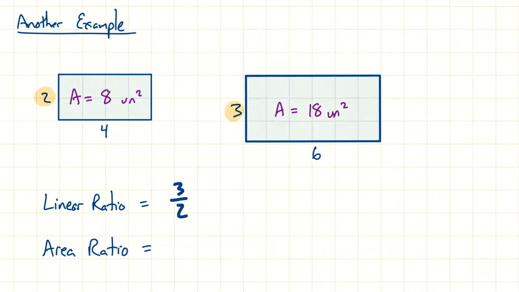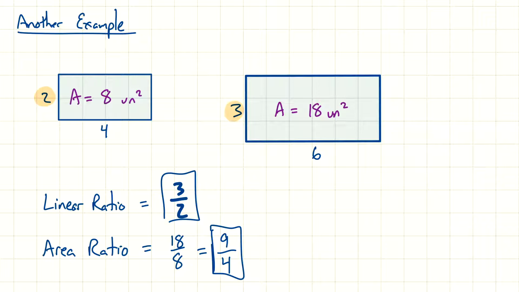All right, so you would probably start with 18 over 8. The areas were given. And this does reduce. I think I could cut both of these in half. This would be 9 over 4. All right, so we have a linear ratio and we have an area ratio.